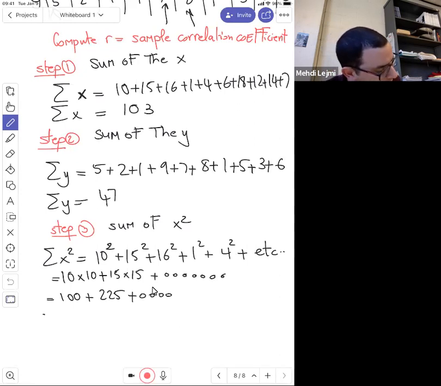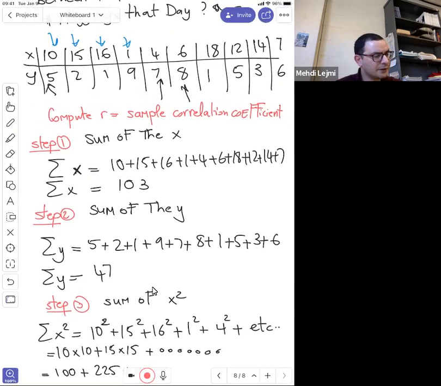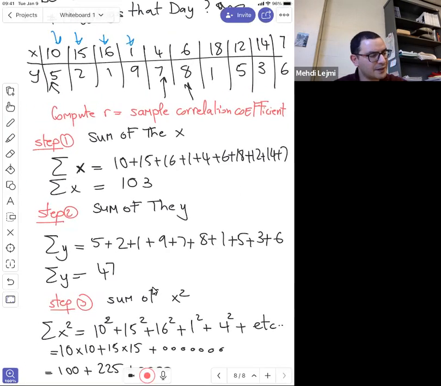So the sum of the x squared, of course, you need to take the sum of all the x squares. So the answer here would be 1347. Does this step make sense to you guys? Do you see what I mean by the sum of the x squared? You see the numbers here? So you take 10 squared plus 15 squared plus 16 squared plus 1 squared plus 4 squared, etc.